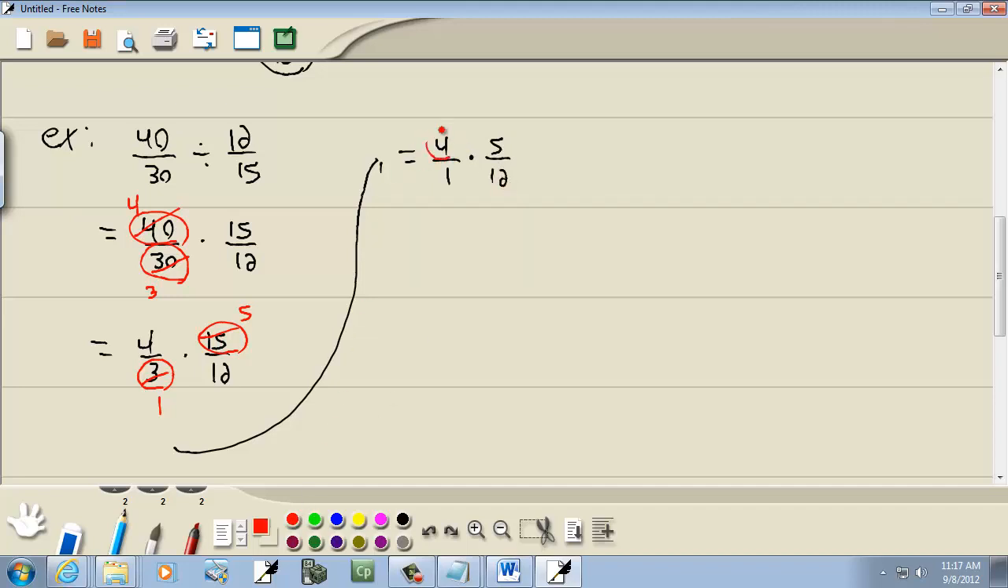Well, 4 and 12 are both divisible by 4. 4 divided by 4 is 1. 12 divided by 4 is 3. So I've got 1 over 1 times 5 over 3. There is no other simplifying that can be done, so we multiply the top parts together. 1 times 5 is 5, and the bottom parts, 1 times 3 is 3. And that'd be your answer.